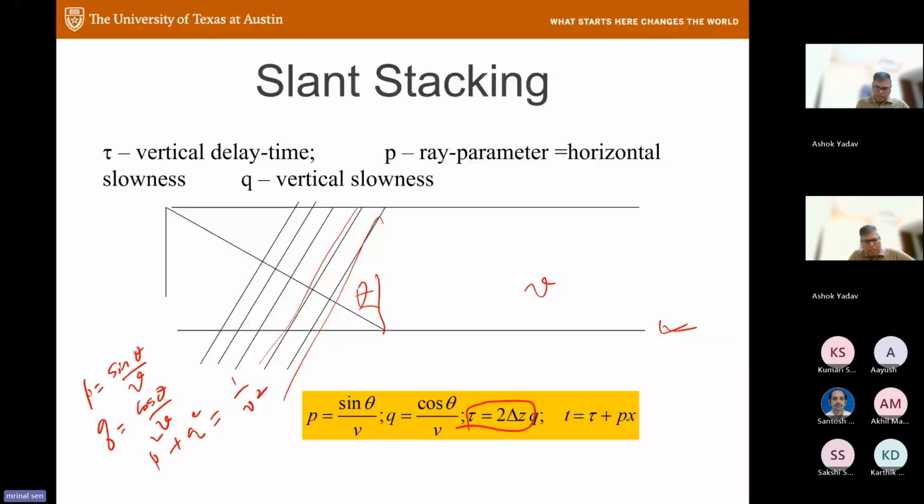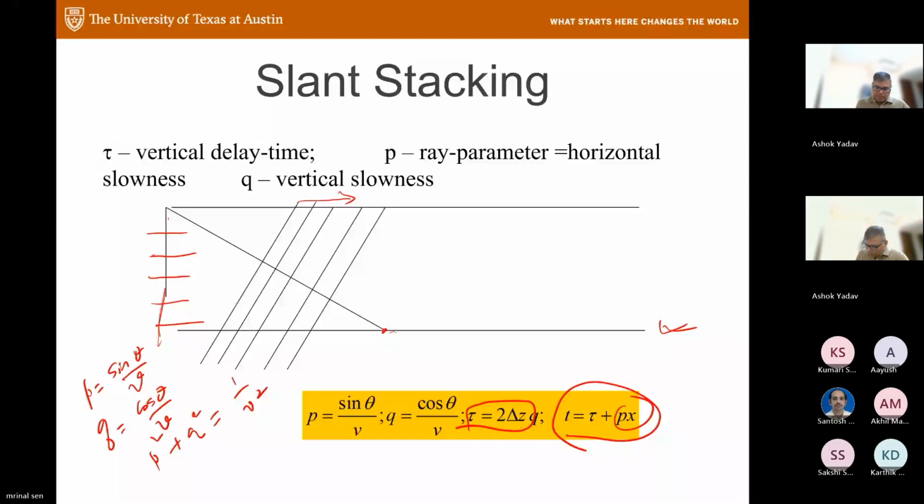Here your delay time is 2 times the layer thickness times the vertical slowness. This is a very interesting concept. If you want to know the travel time here, it is a sum of two paths. This is the vertical delay time, and this is your horizontal delay time, which is p times x. The sum of the two will give you the total travel time. Vertical delay time is your tau.